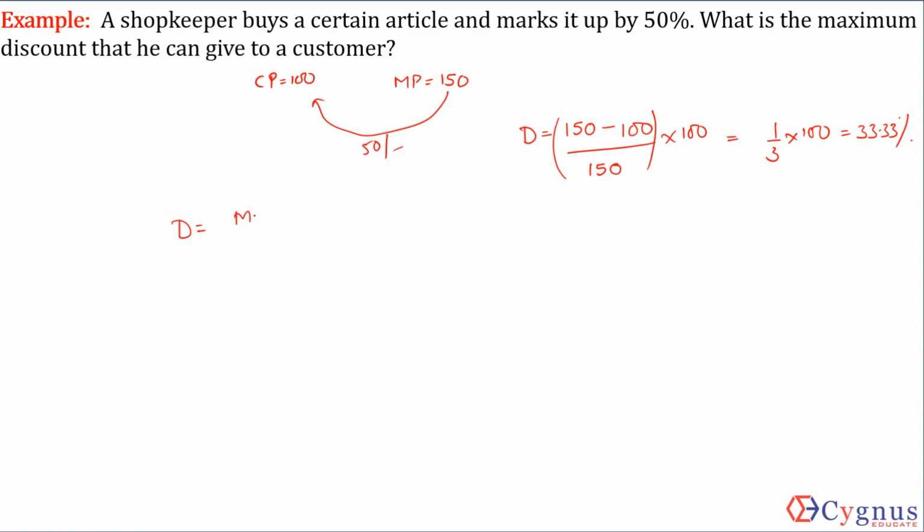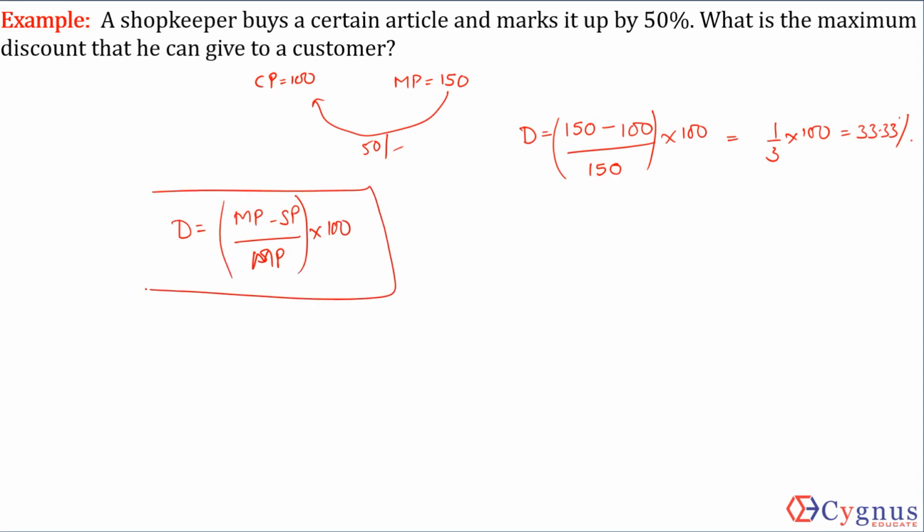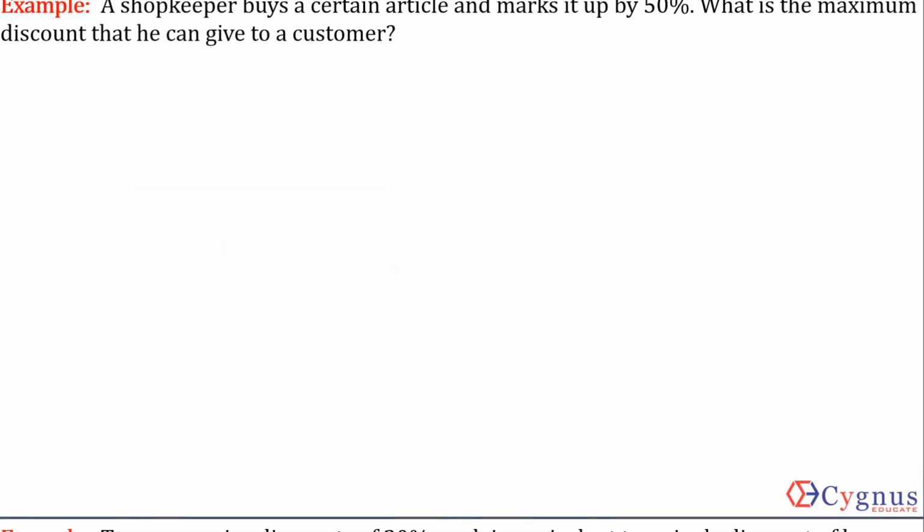What was the formula for discount percent? Discount percent is mark price minus selling price by mark price into 100. So this will give you the discount percent. Discount is always calculated on mark price. Let's look at one more.